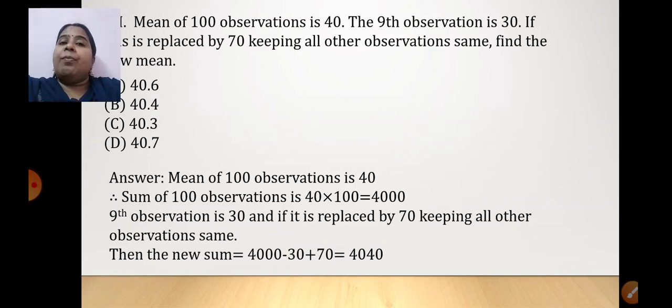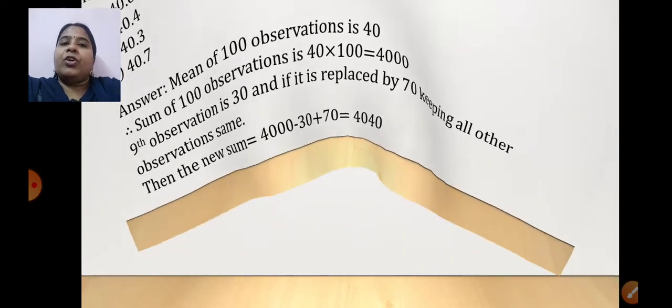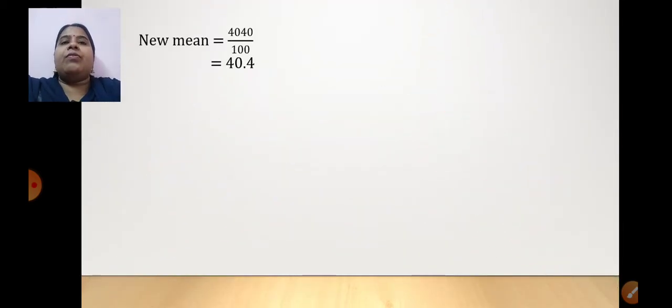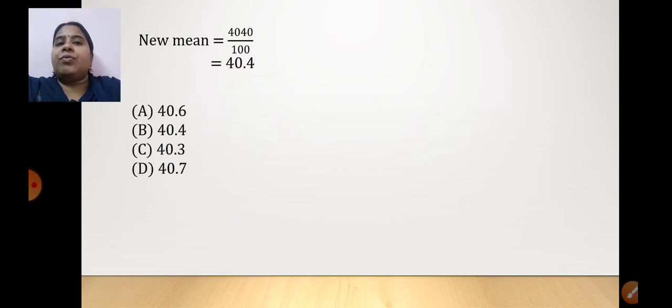The number of observations, as I have told you, will not change, it is 100 only. So the new or corrected mean will be 4040 upon 100. Obviously you can cancel a 0 and then put one digit after the decimal point, so it will be 40.4. So out of all these options, which one is the correct one? Option B.